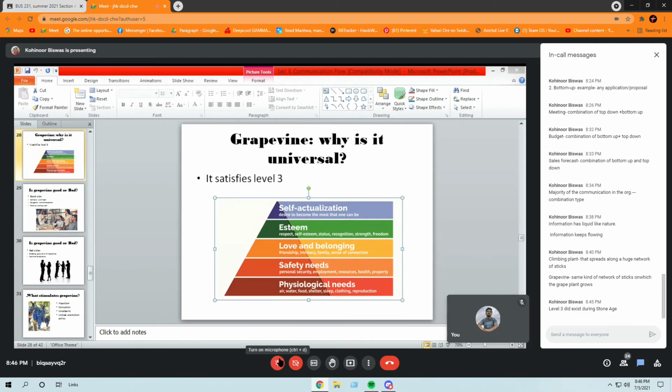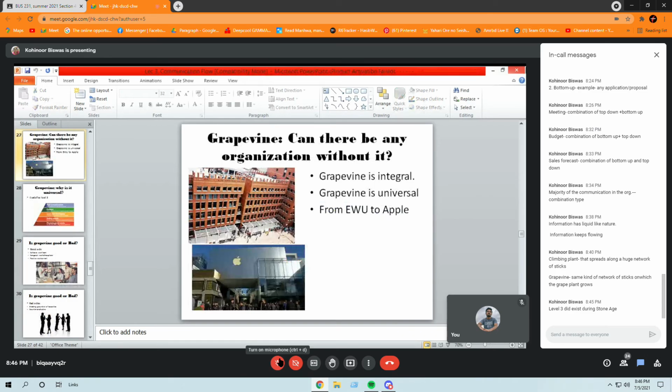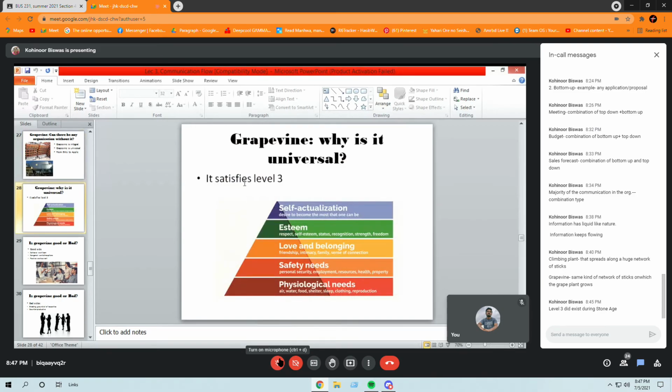this model of Abraham Maslow is about human needs. So this is about all human beings. That's the reason why grapevine is everywhere, whether it is a university like East West University, where the faculty members or staff have some degree of informal relationship among peers or colleagues. The same is true if you go to an organization like Apple. So why is it universal? Because it satisfies the need of level 3. Is that clear? Yes, ma'am. Okay.